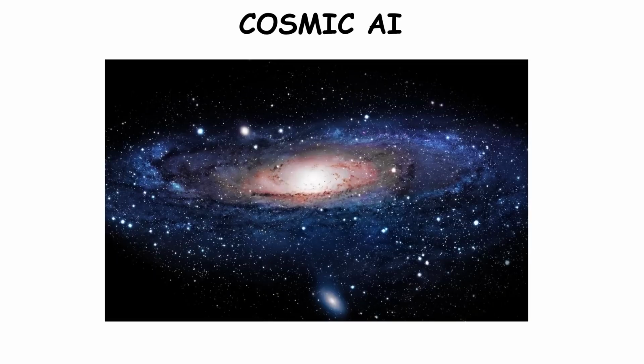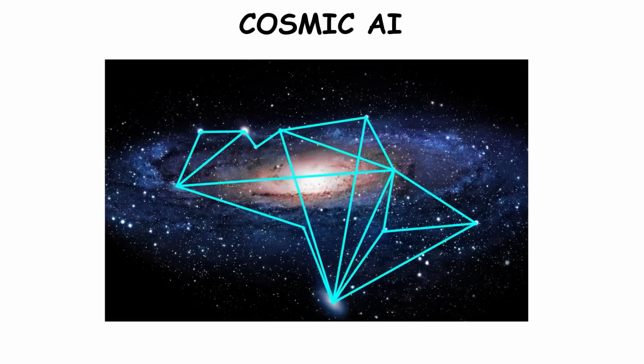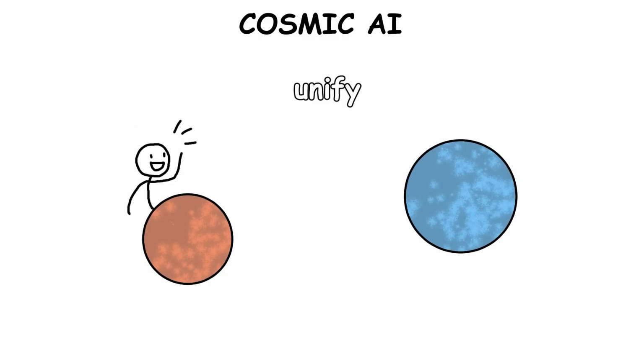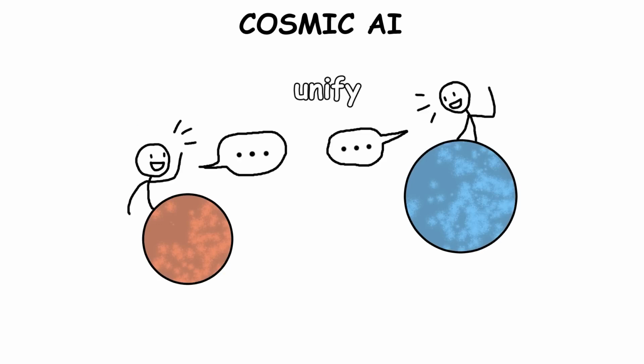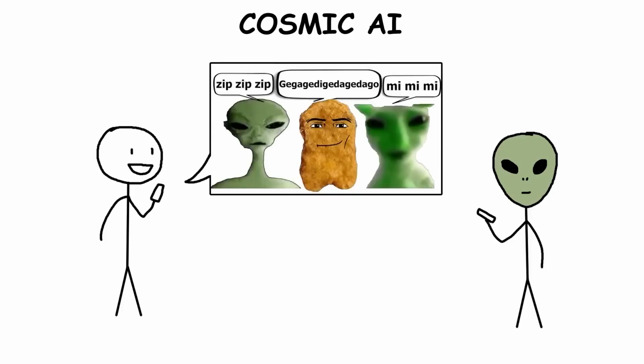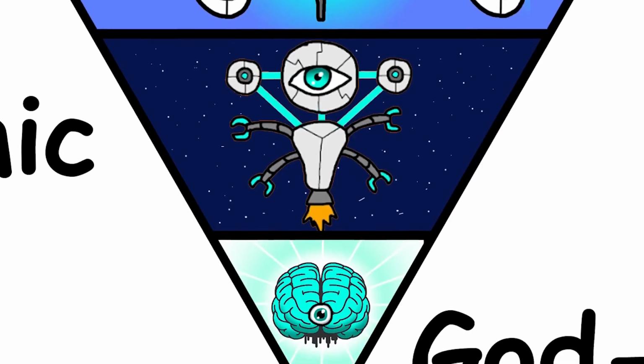A cosmic AI could also create a network stretching across the universe, like a galactic internet connecting planets, stars, and galaxies. This could unify distant parts of the universe, enabling communication, exploration, and maybe even the connection of different intelligent civilizations across the universe. Godlike AI.